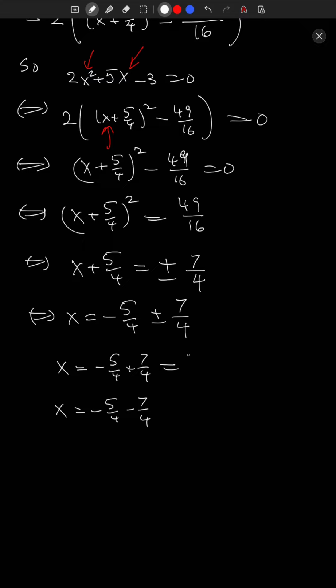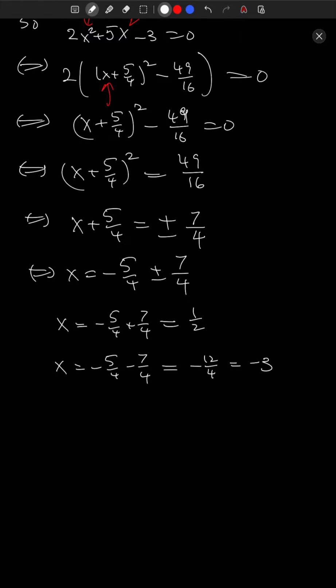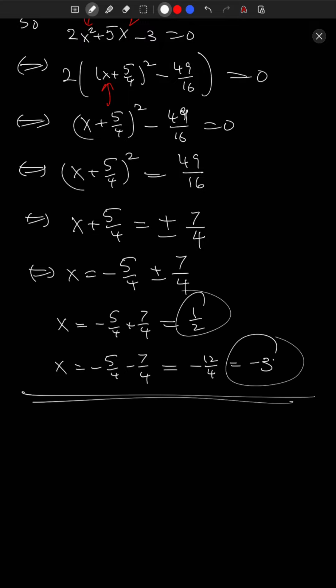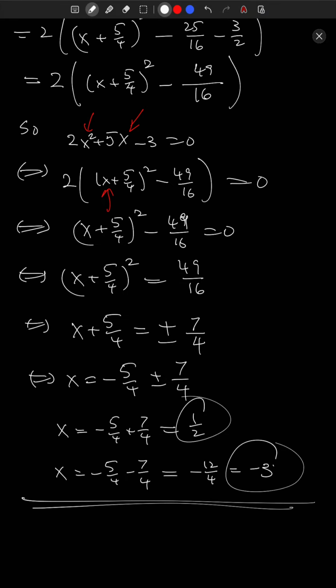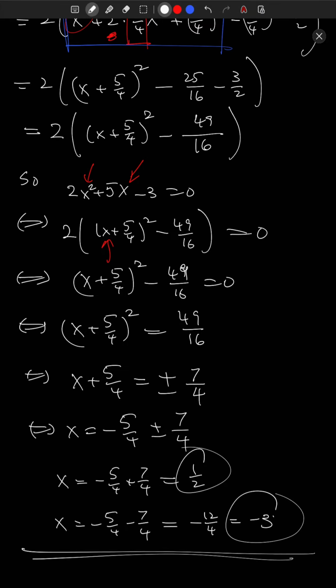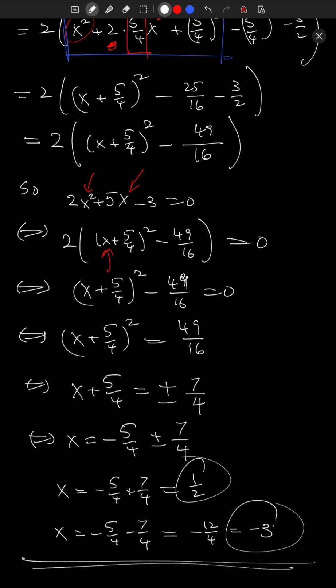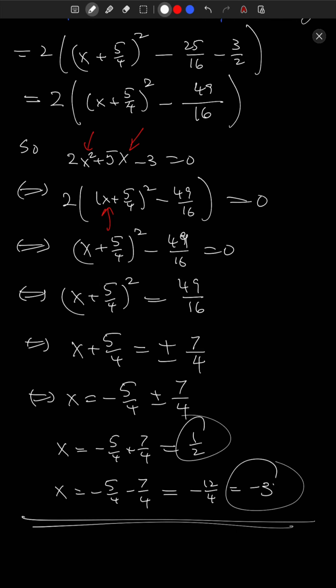So this first one is actually common, just adding these. I'm going to get 2/4, which is 1/2. And this one is going to be minus 12 over 4, which is minus 3. All right. Okay, so my two solutions are 1/2 and minus 3. Okay, so now you can do these kind of completing the square problems or these kind of quadratic equation problems, even if there's something in front of the x squared.